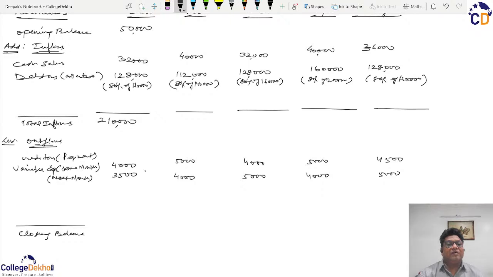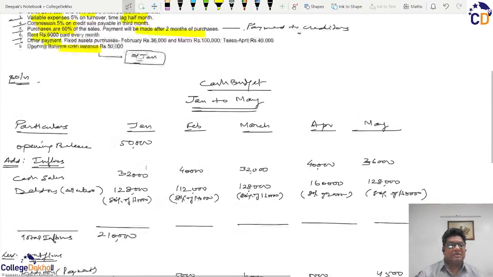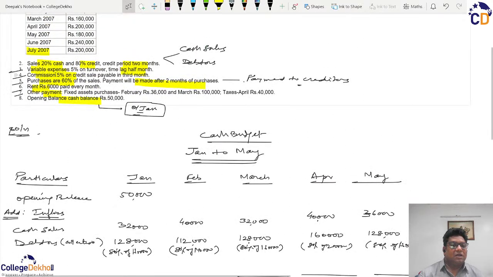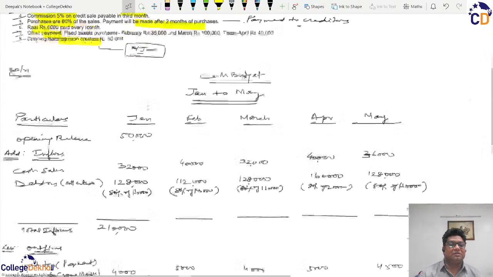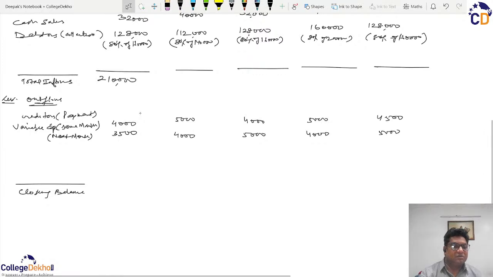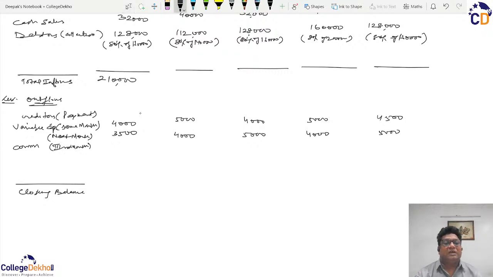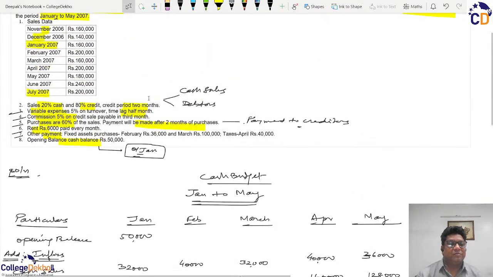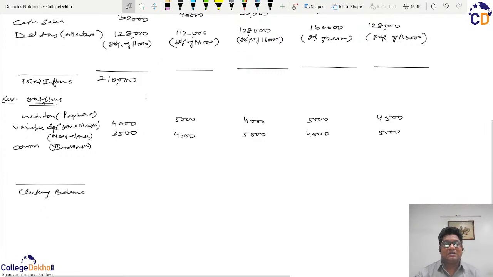So that is how we have calculated the variable expenses. Similarly, the commission was 5% on credit sales payable in the third month. So the commission is also paid in the third month. यानी कि जनवरी की सेल 160 का कमीशन कितना है हमारे पास 5%, यानी कि 8,000 रुपये, और वो कब पे होगा मार्च में.